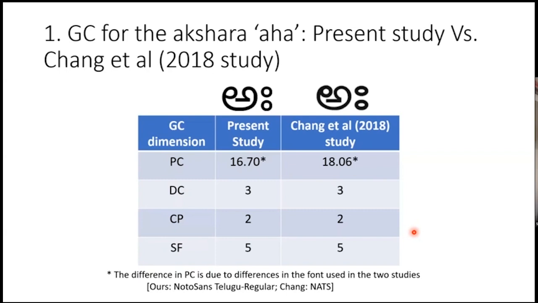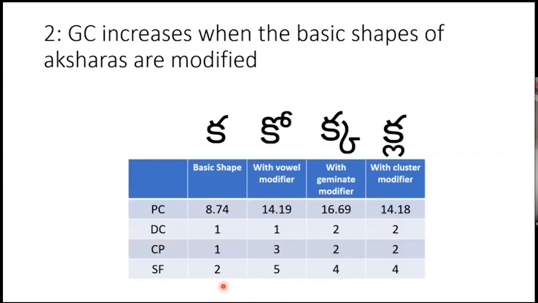We saw that as we did not have access to Chang et al.'s GC measures nor the code, we had to re-implement the algorithm for calculating them. So we had some differences in the values, mostly for PC, because it is connected directly to the font we used for the studies. Chang et al. used the NATS font, and we used Noto Sans Telugu Regular font, which is more common.